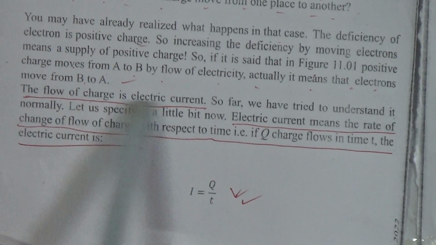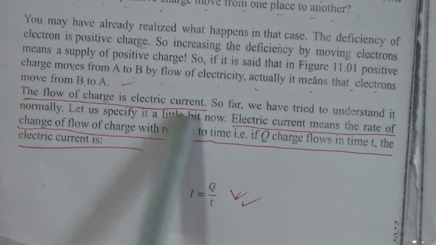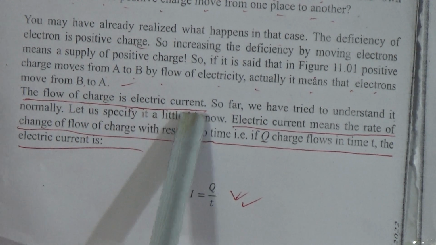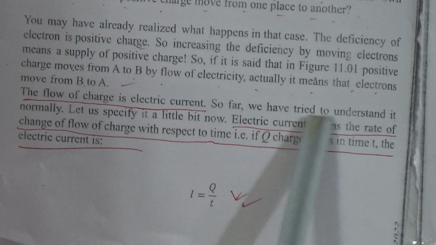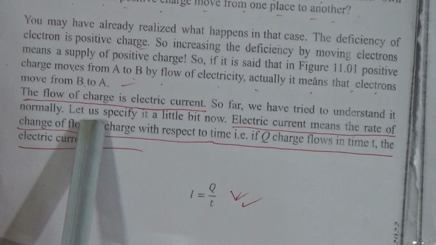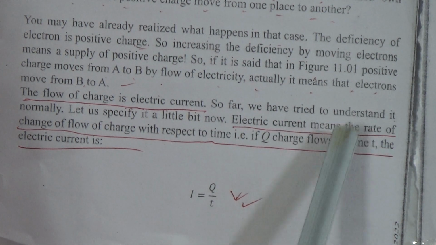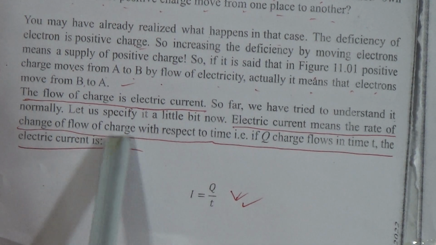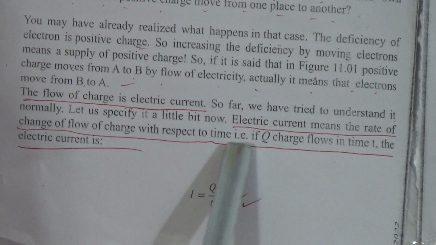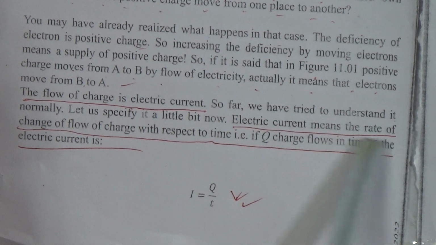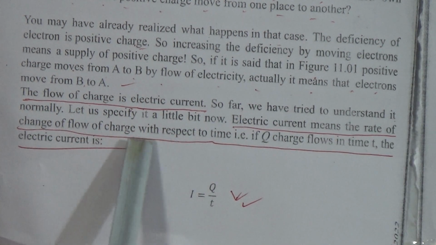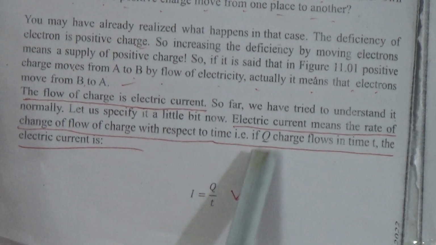We know the flow of charge is electric current, and so far we have tried to understand it normally. Let us specify it a little bit now. Electric current means the rate of change of flow of charge with respect to time. I repeat, electric current means the rate of change of flow of charge with respect to time.